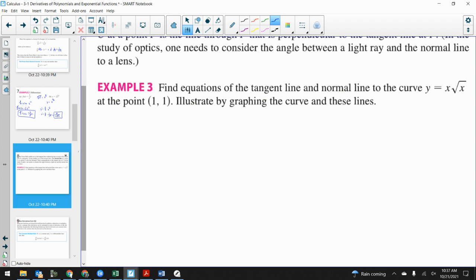So find equations of the tangent line and a normal line to the curve y is equal to x square root of x at the point 1, 1. And then we're going to illustrate that by graphing the curve and those lines to see, is it truly perpendicular at that point? Okay, so the first thing is I've got to reduce down y is equal to x radical x. I've got to take this and see if I can create x to the something power. Because if I can do that, then I can find the derivative quite easily.